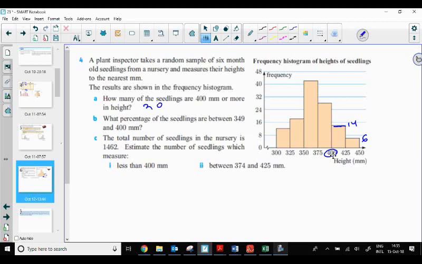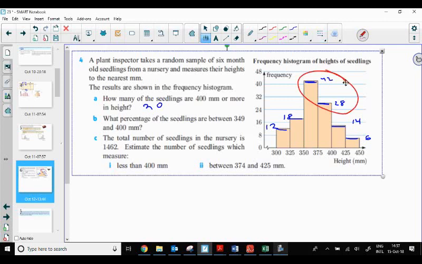Okay, letter B. What percentage of the seedlings are between 349 and 400? So for that, we get estimates for all the bars. We add them all up. These two are the two that we're interested in. Those are the heights between 349 and 400. So that's a total of, what is that? That's going to be 60, that's going to be 70. Right, and that's 70 out of a total of 120. So whatever 7/12 is as a percentage seems like a decent enough answer for letter B.